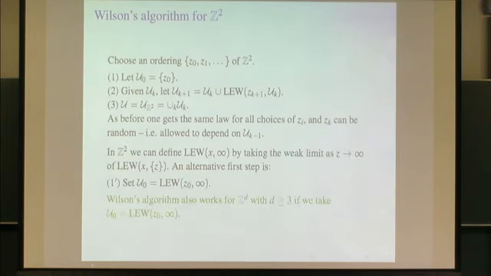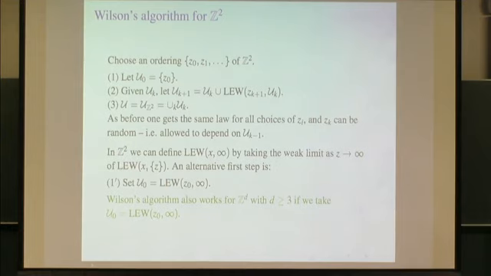Now, in fact, in 2 dimensions, we can define loop-erased random walk. Well, we can actually start off in 2 different ways. Here, we start off with a single point, but we can also define the loop-erased random walk from a point x to infinity by taking the weak limit as z tends to infinity of the loop-erased random walk from point x to the set z. So an alternative first step in the 2-dimensional loop-erased random walk is to take a loop-erased random walk from some point to infinity. And let me comment that Wilson's algorithm also works for Z^d with d bigger than or equal to 3 if we just start off with a loop-erased random walk from some point to infinity.